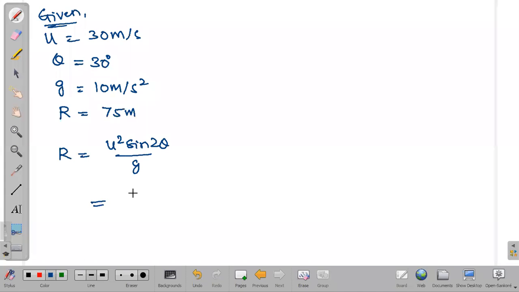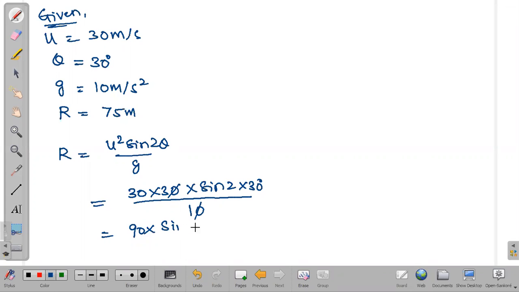Just now I saw the same, and I am using the same here. So U is 30, so 30 into 30, U square, sine 2 into 30 degrees, by g, which is 10. So this 10 and this 0 will be cancelled out. So 3 threes are 9, so 90 into sine 60. Sine 60 value is root 3 by 2. Sine 30 is 1 by 2, sine 60 is root 3 by 2.